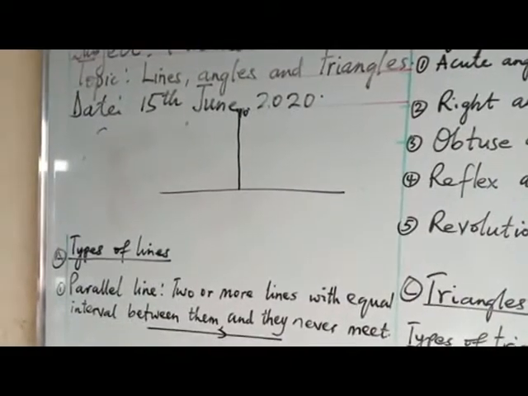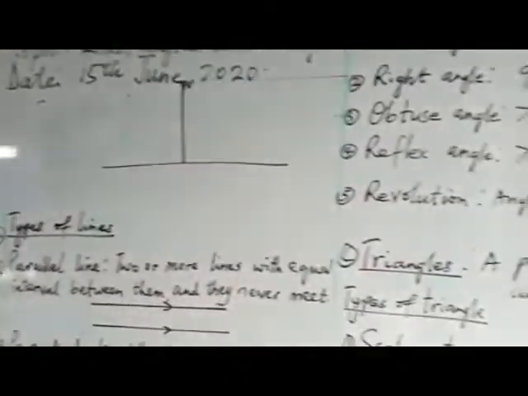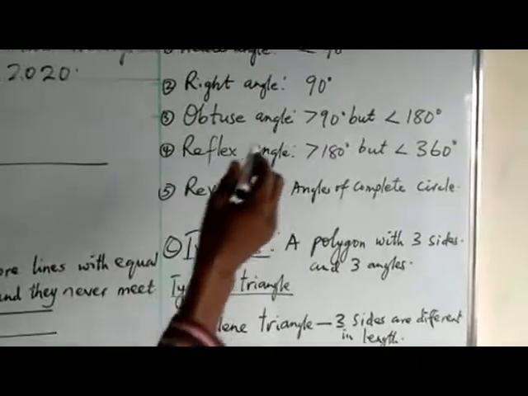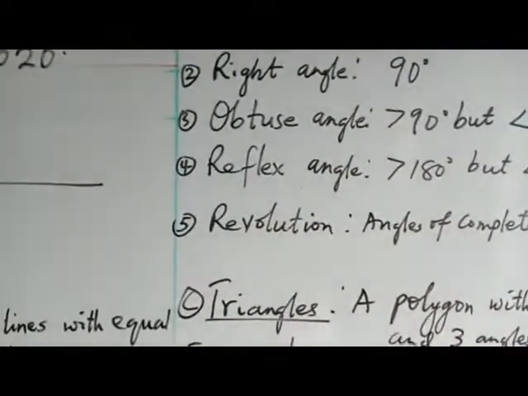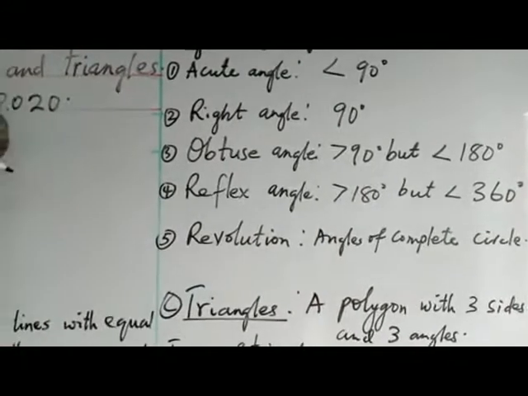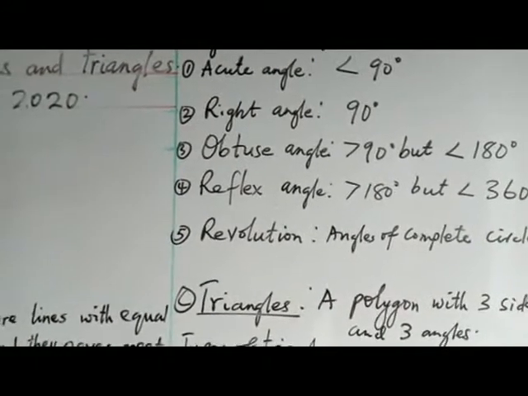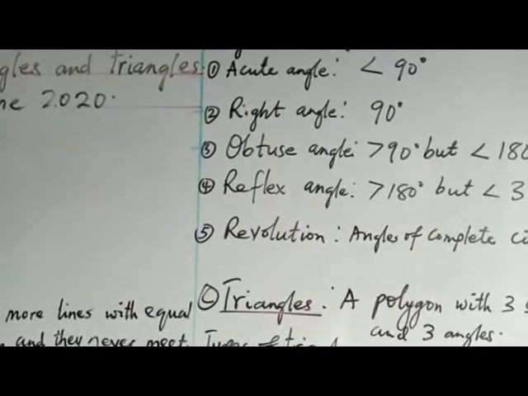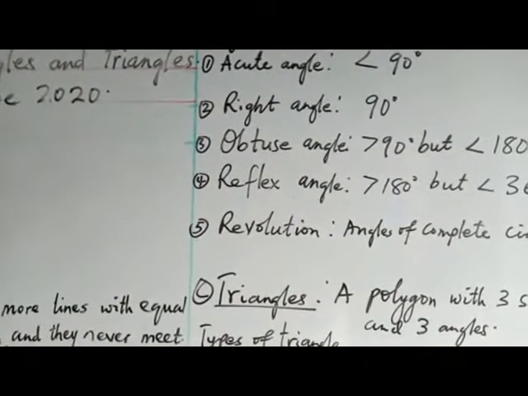Then the next type of angle we want to look at is the obtuse angle. We say that an obtuse angle is greater than 90 degrees, but less than 180. That is the important point that you need to know. The most important point is that it must be greater than 90 degrees, but less than 180.